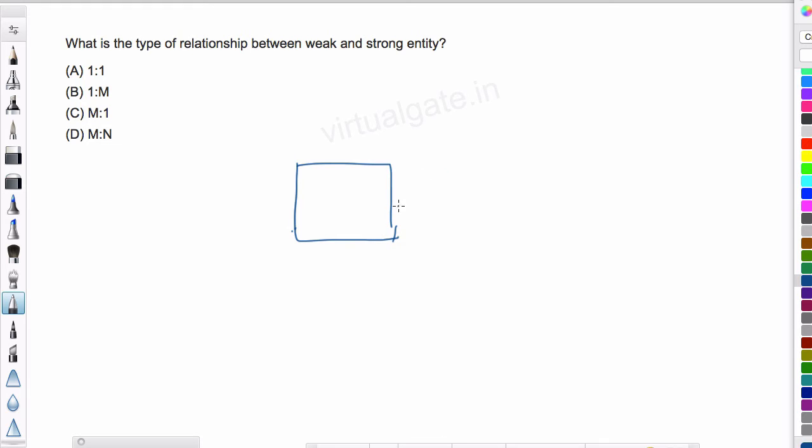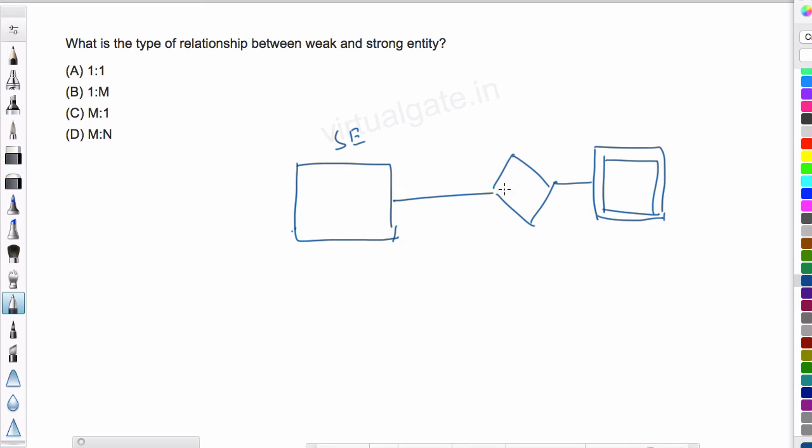And strong entity we have. So this is a simple ER diagram, and the relationship between this is strong entity, of course, and this is weak entity, as we know the symbol of strong and weak entity. And this is the relation, and weak entity always participates totally, that is, total participation is there.